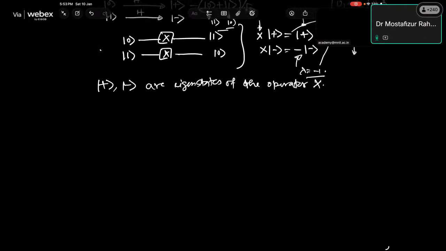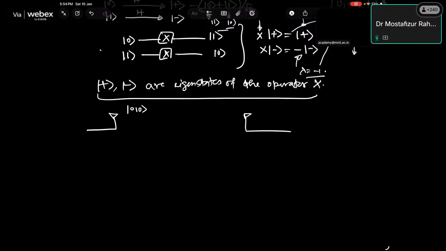Now, plus and minus are the eigenstates of the operator X. Why is this important? Suppose on the transmitter side I transmit the data 101 and I receive the data 011. So there is a bit flip, right? The last bit 0 flipped to 1. There is a bit flip error.